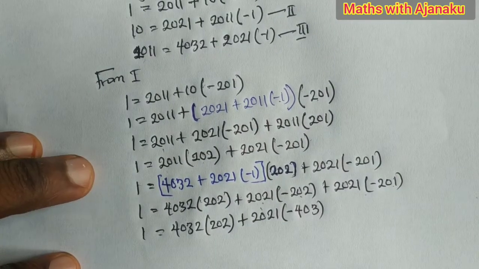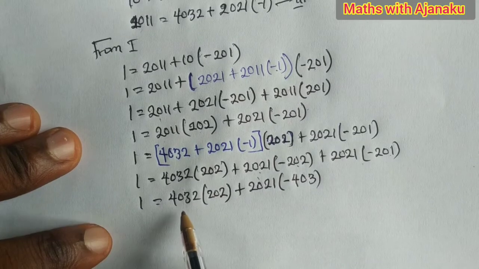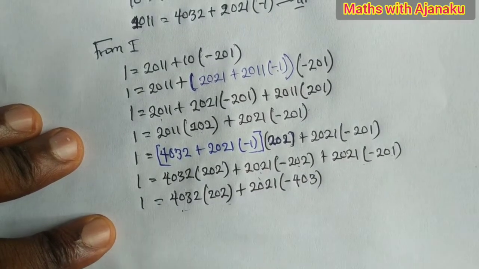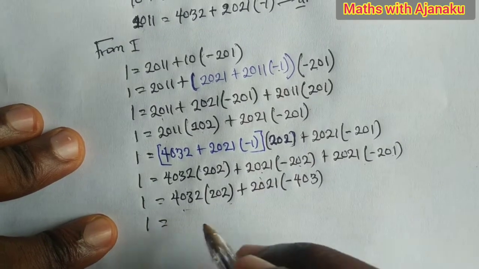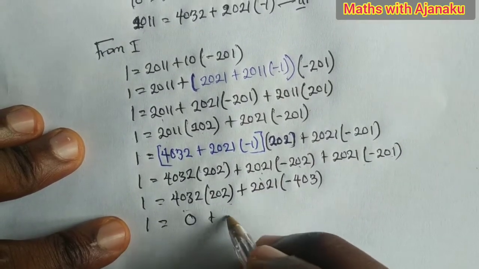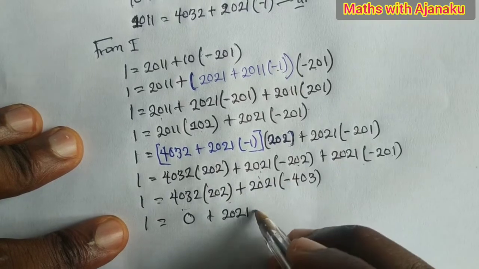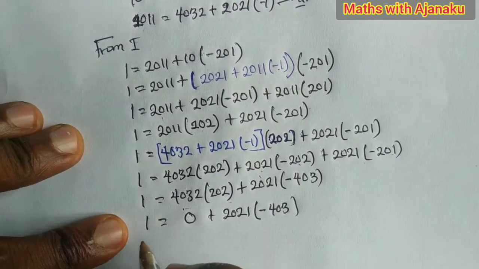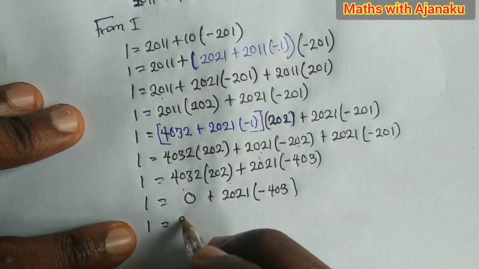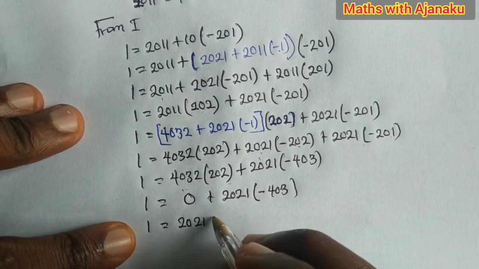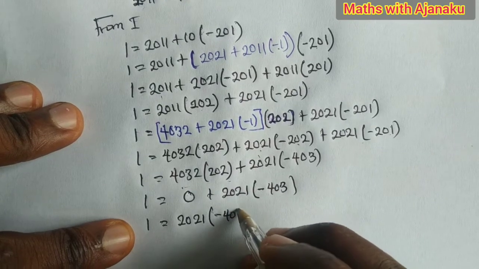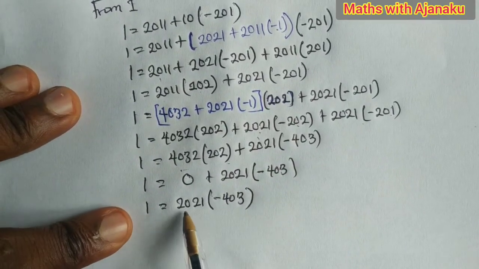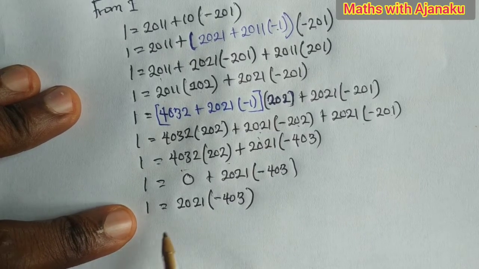Having gotten to this point, recall that we are solving in modulo 4032. So every multiple will be 0. Then I get 1 equal to 0 plus 2021 into bracket minus 403. So 1 is equal to 2021 into bracket minus 403, meaning minus 403 is the inverse of 2021. They multiply together to give me this.